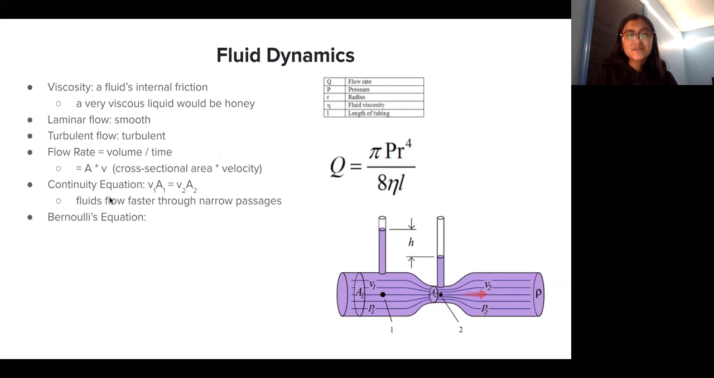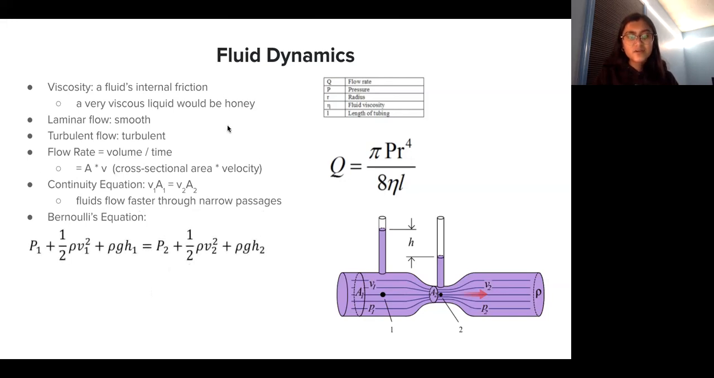The continuity equation relates the cross-sectional area to velocity. So here, I think a good example is A1, V1 here. The cross-sectional area is greater here. And if it's equal to A2, V2 here, that means the velocity here would be slower, and it would be faster here. So as you would expect, fluids are going to flow faster through narrow passages.